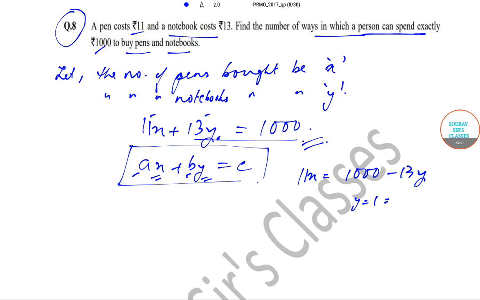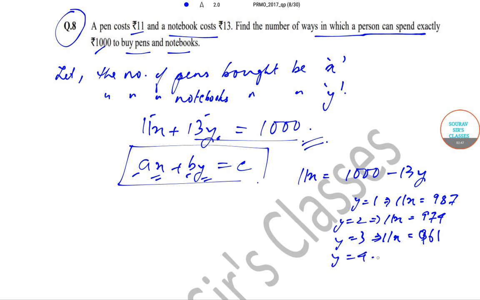1000 minus 13, so that will imply that 11x will be equal to 987. Okay, y equal to 2 will imply that 11x will be equal to 974. Okay, y equal to 3 will imply that 11x will be equal to 961. Y equal to 4 will give us that 11x will be equal to 948, and then y equal to 5 we can get that 11x will be equal to 935.